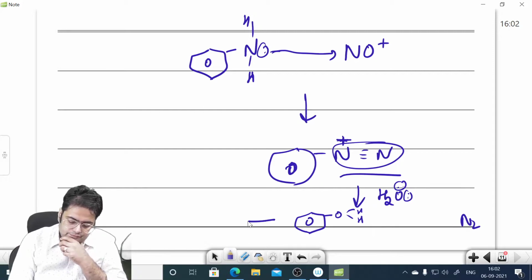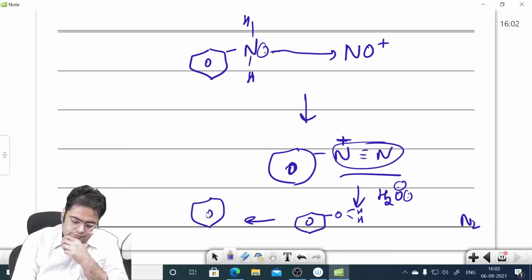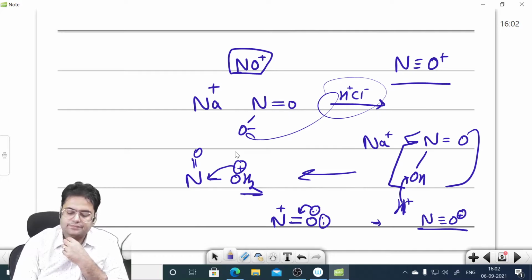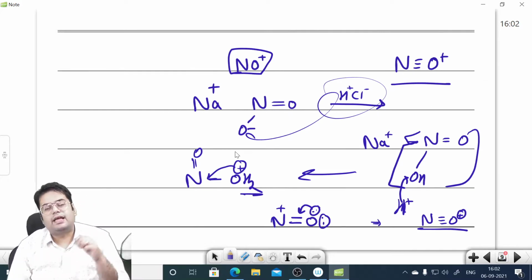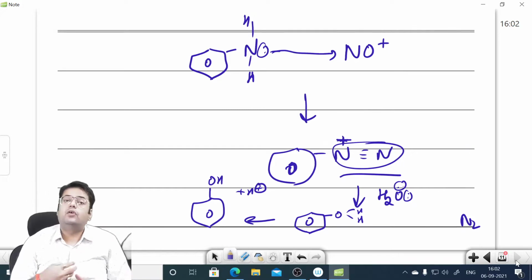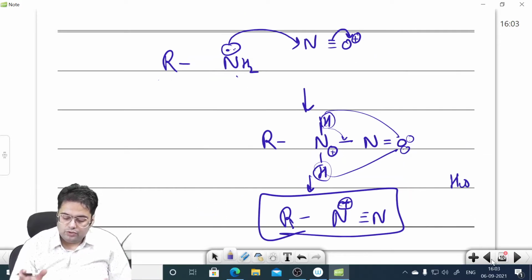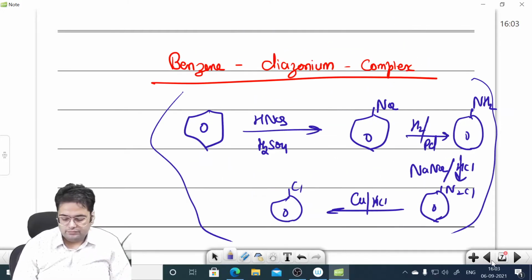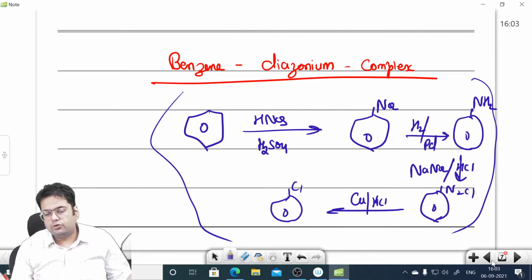Now this H+ will again start our reaction. So this is the whole soul mechanism of benzene diazonium chloride reaction and how it will yield the phenol. So for those who really don't want to get into the details, they can learn these two reactions. Basically, it is of no use.